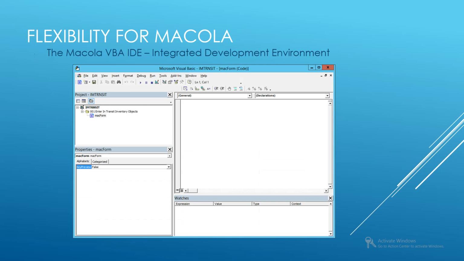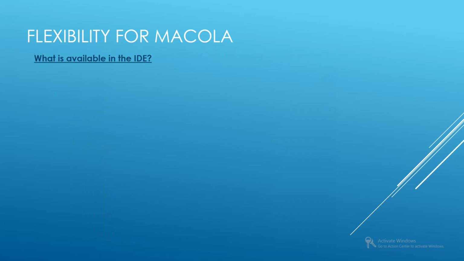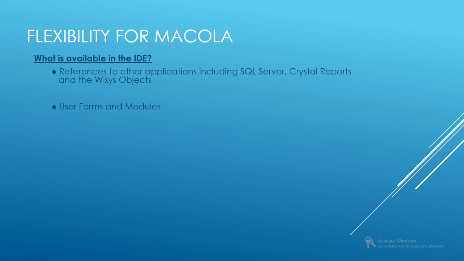Here's an example of the Macola VBA IDE, Integrated Development Environment. If you've ever done any programming in VBA in Microsoft Office, this will look very familiar to you. What's available in the IDE is very much similar to Microsoft Office. You can make references to other applications, including SQL Server, Crystal Reports, and the WiSys objects. You can create your own user forms and modules. There's a complete list of events available per screen. Again, these are screen events, not database events.